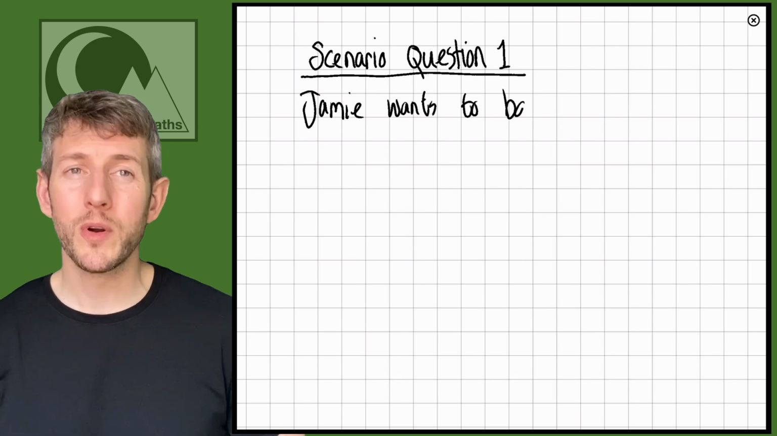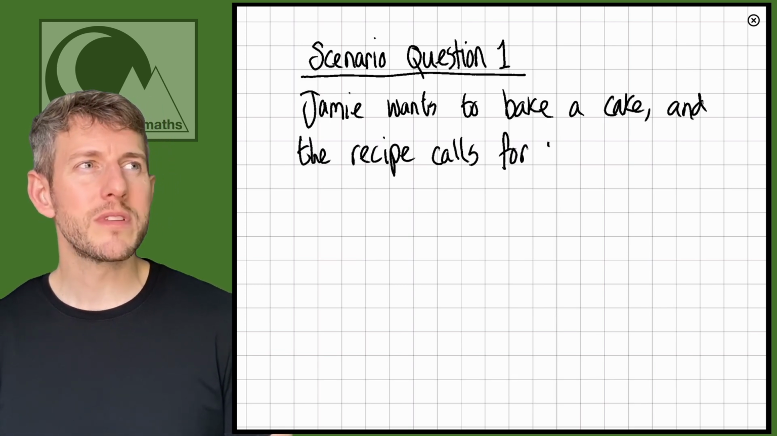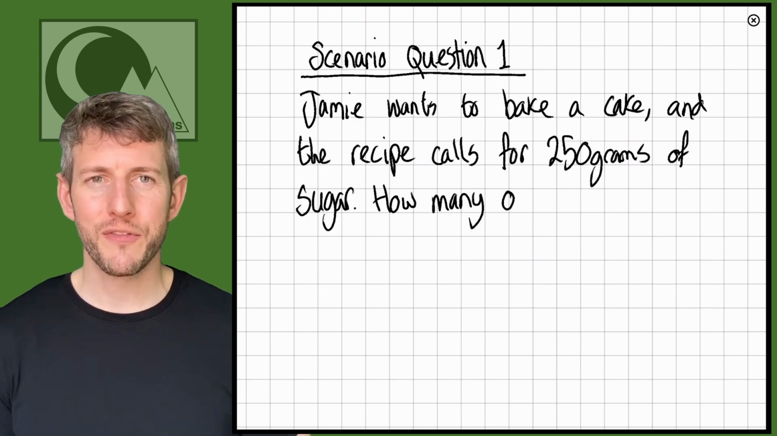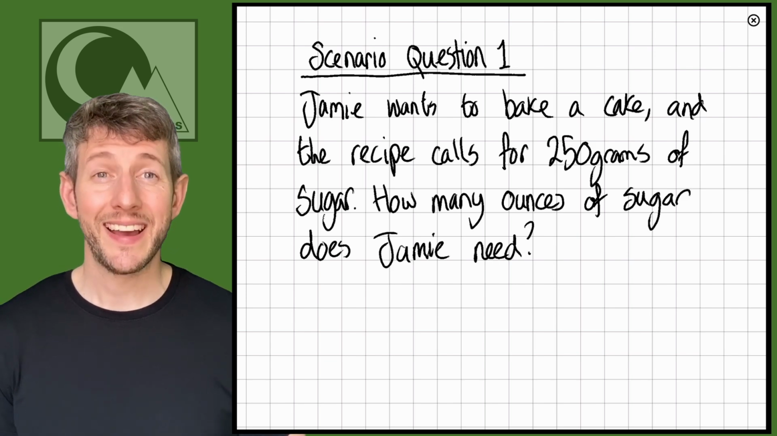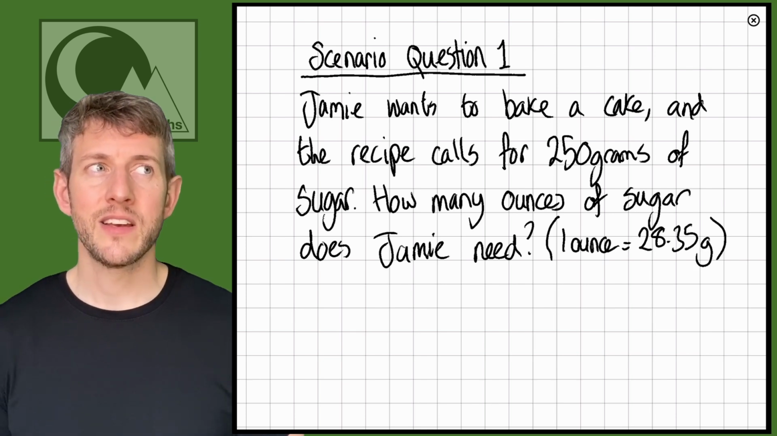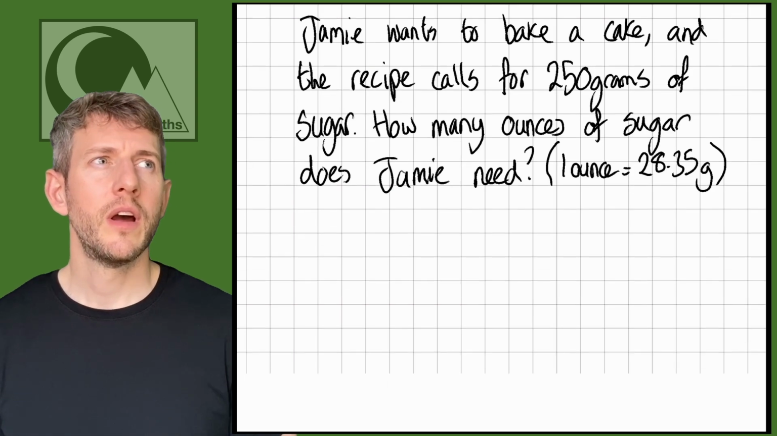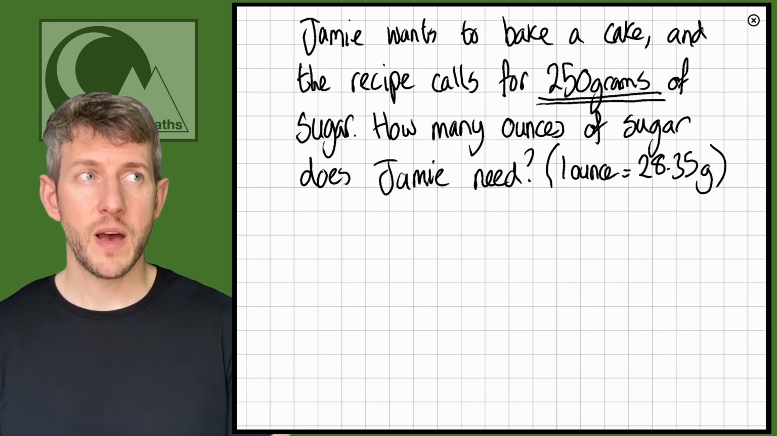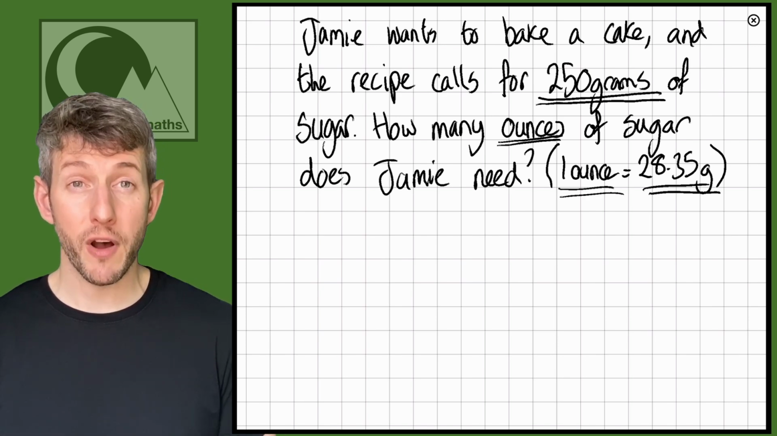Here on the board is a scenario question that I've copied down from crackmaths.co.uk. It says, Jamie wants to bake a cake, and the recipe calls for 250 grams of sugar. How many ounces of sugar does Jamie need? They've given us the conversion: 1 ounce is 28.35 grams. So we want to find out what 250 grams is in terms of ounces.